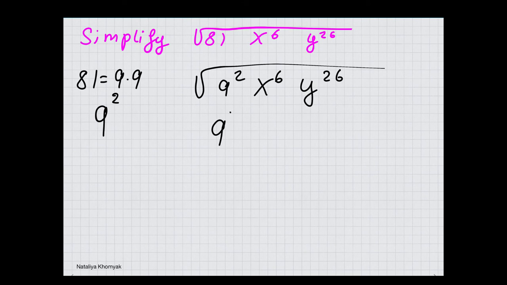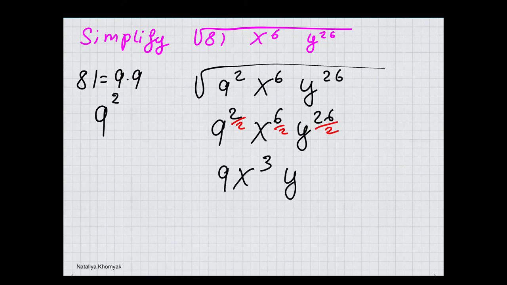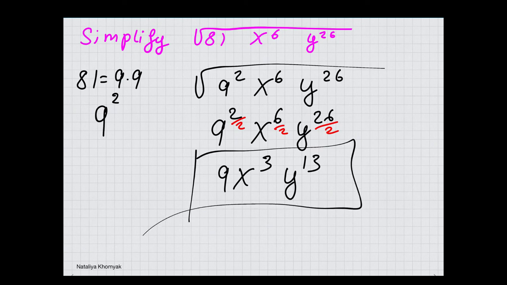We take the radicand, 9 to the 2nd, x to the 6th, y to the 26th. We divide each power by 2 and we get 9, x to the 3rd, y to the 13th, and this is our solution. That's all.